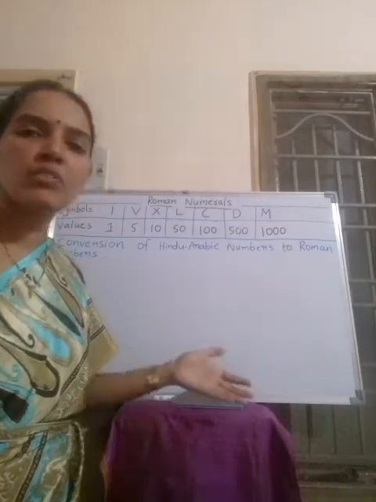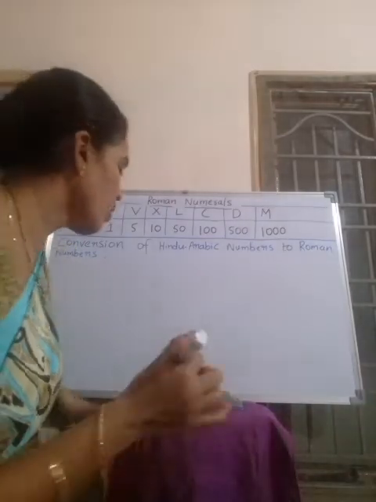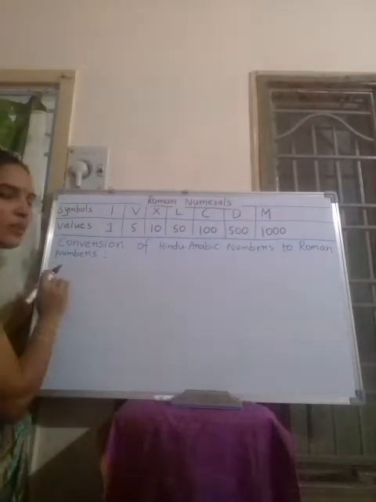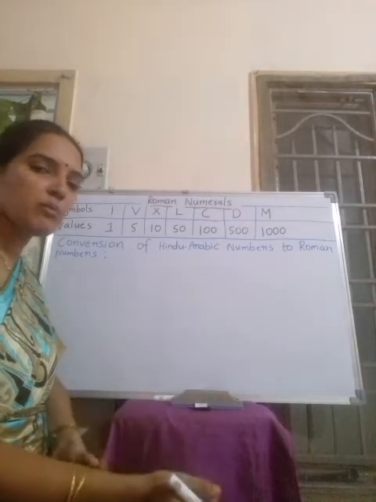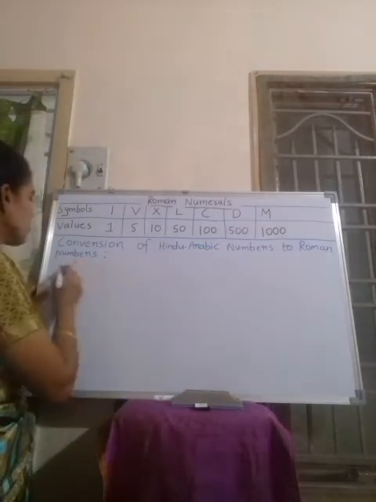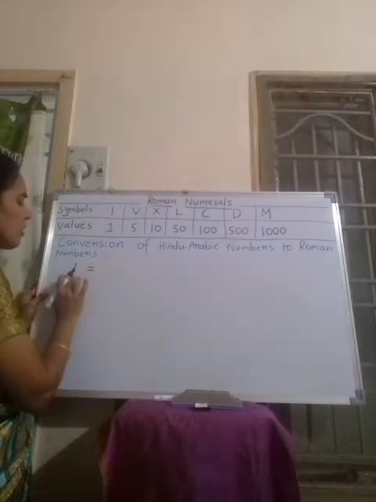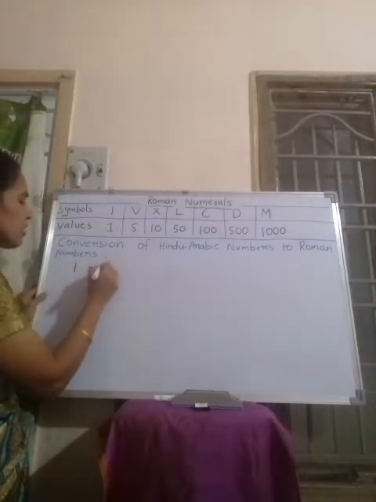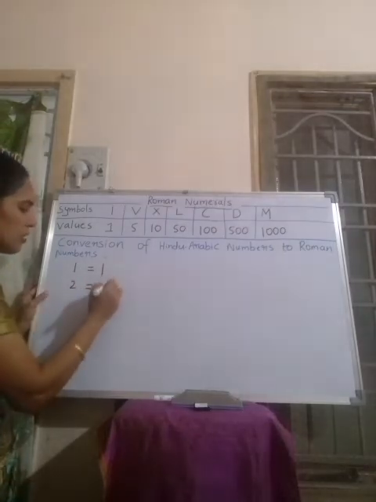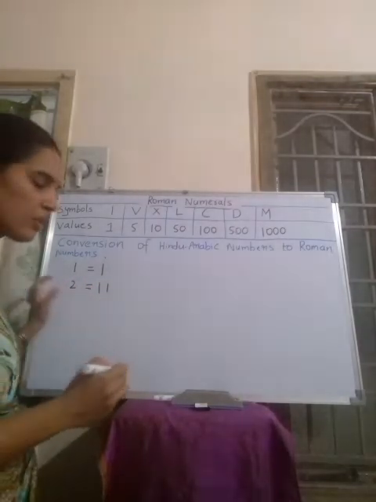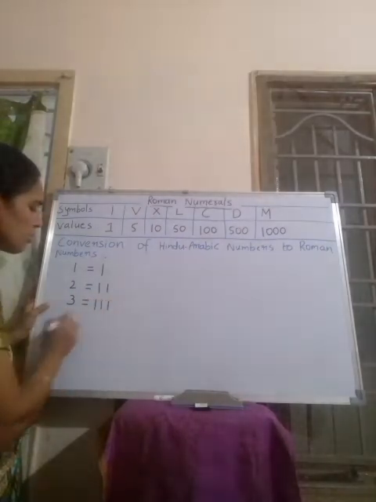You can write the numbers easily from 1 to 1000. We'll see how to write the first 1 to 10 numbers, so that it is easier for you if bigger numbers are given. First, 1. For 1 we already have the symbol, that is I, and for 2 repeat the I symbol 2 times, and for 3 repeat this I symbol 3 times.